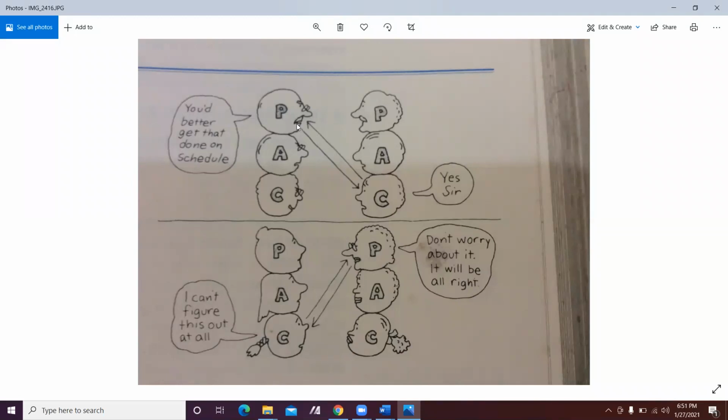No problem. I can't figure this out at all. This person expected a parent ego. In fact, this person got that expected ego. Don't worry about it. It will be all right.